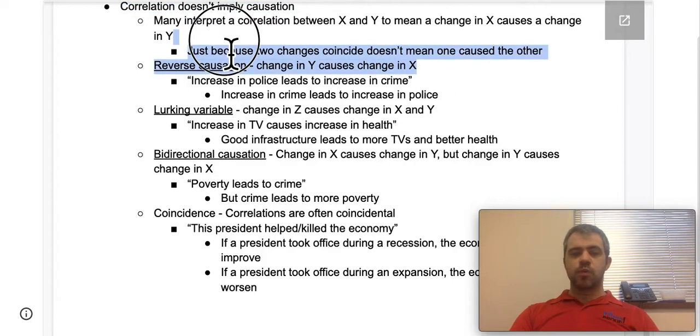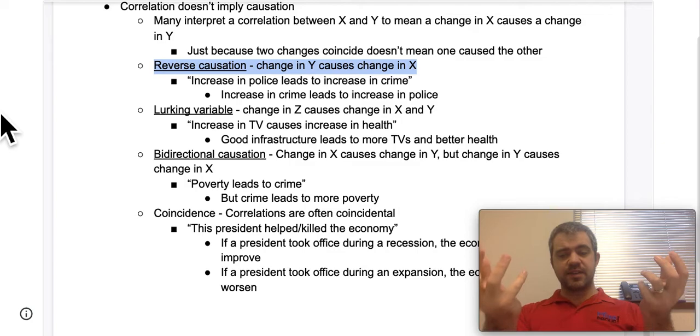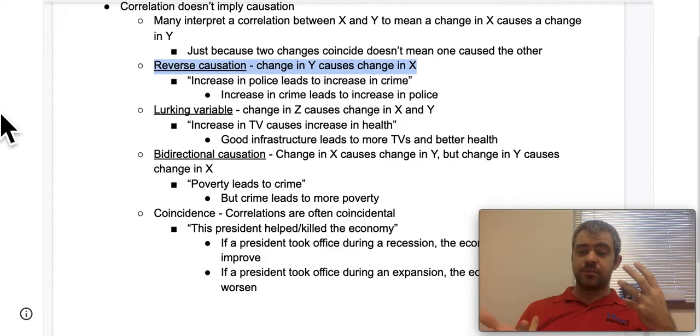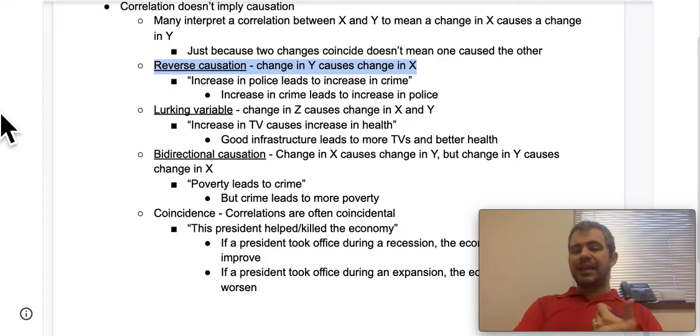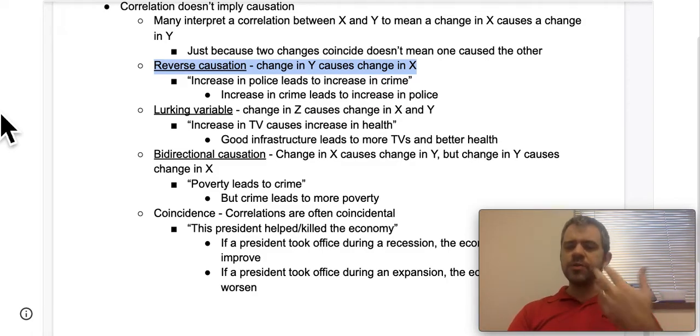One example is reverse causation. Reverse causation is when someone thinks that this is causing this, but it's actually the other way around. For example, a lot of people will look at certain data and say, oh, well, an increase in policing actually led to an increase in crime. Now, while that's possible, maybe the more likely explanation is communities often respond to increased crime with increased police force. So the causation was backwards. So that's reverse causation.